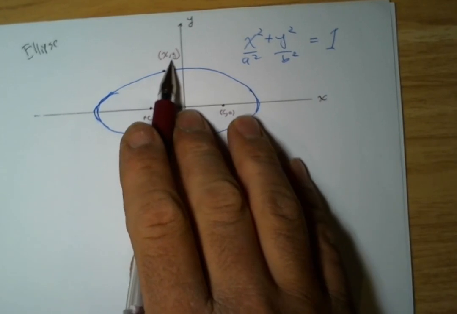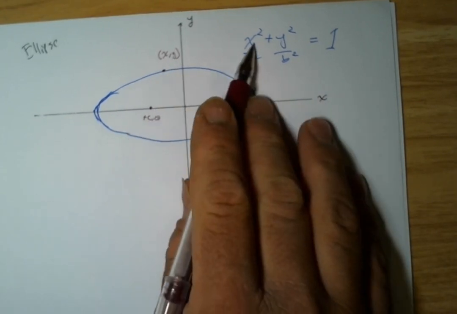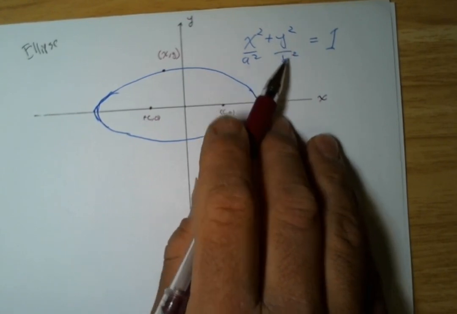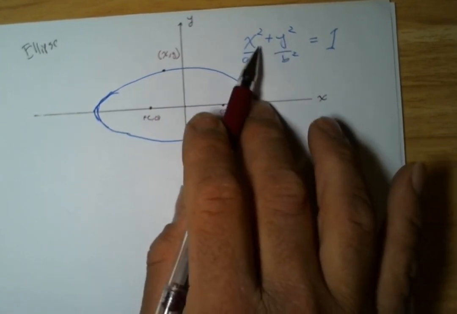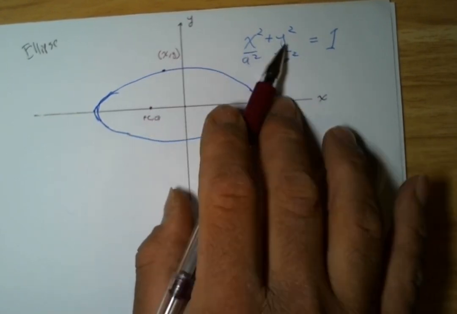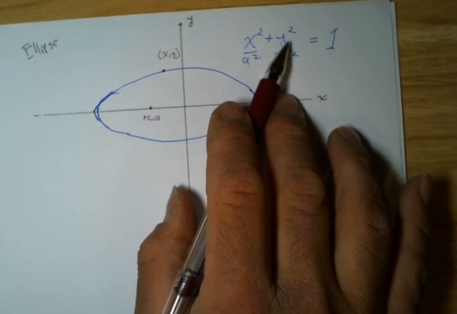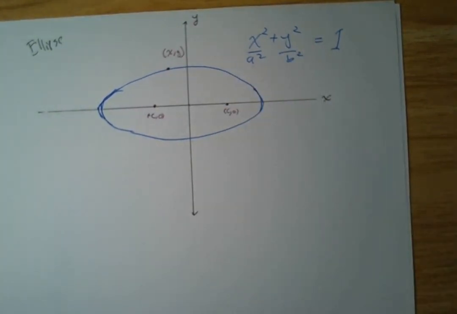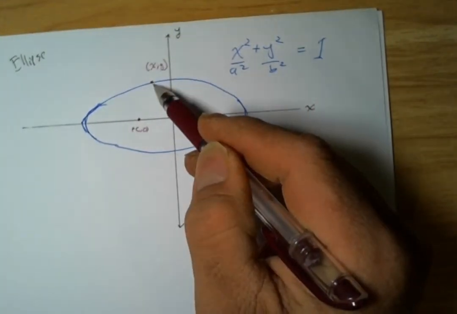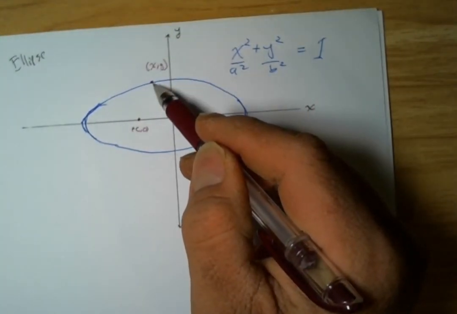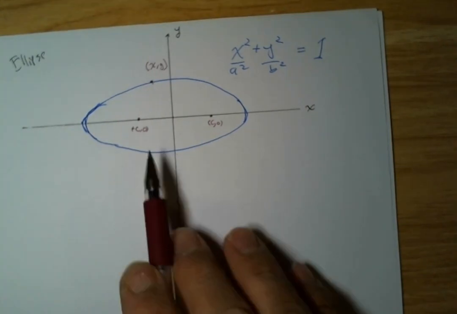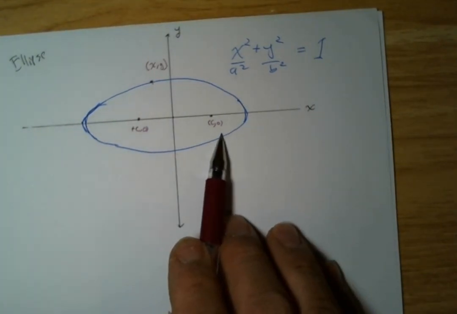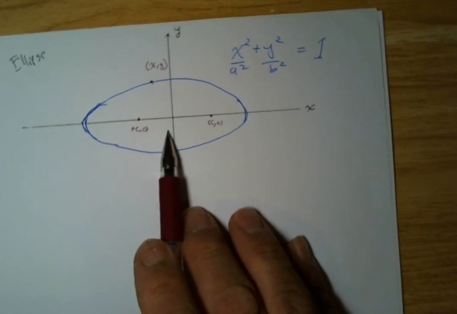This point has the property that when I square the x coordinate and divide by a squared, which is a constant, and then add the y coordinate squared divided by b squared, another constant, the sum of those is equal to 1. That's how we define a point to be on the ellipse. These values of c and negative c are on what we call the major axis here.